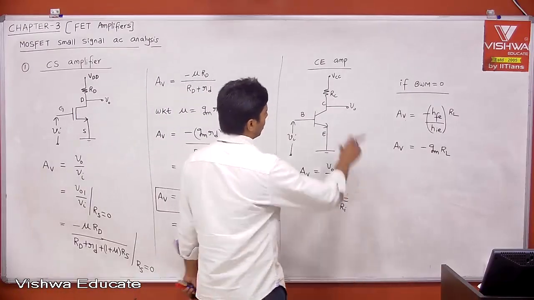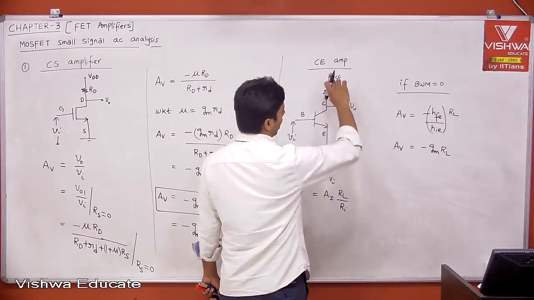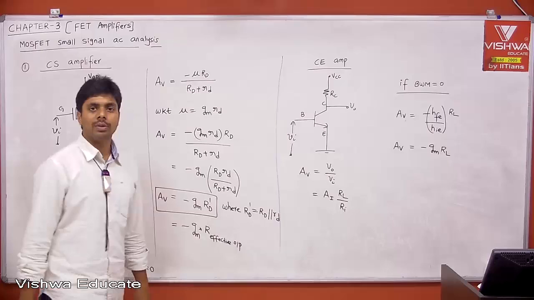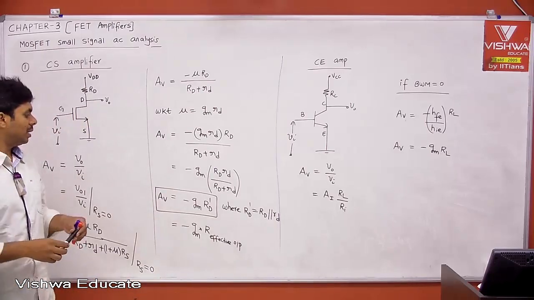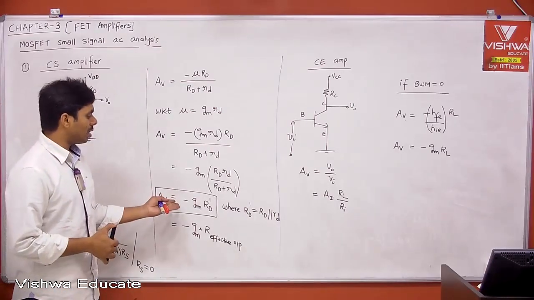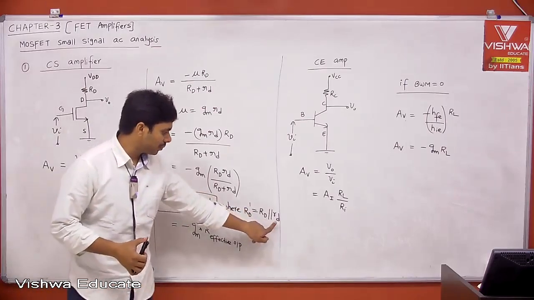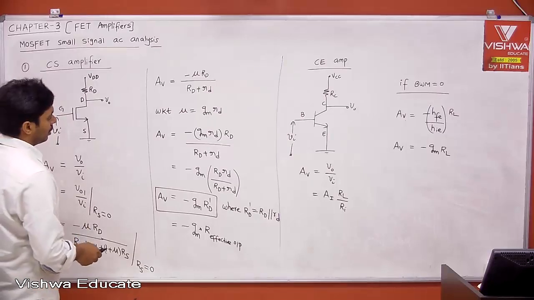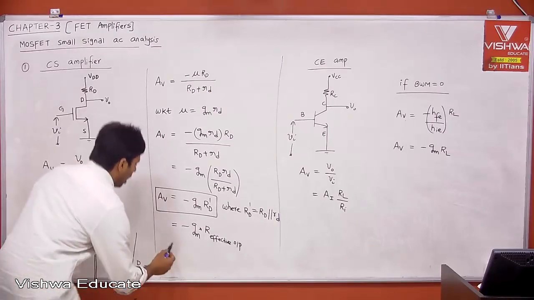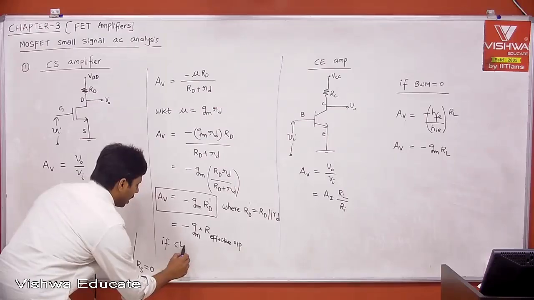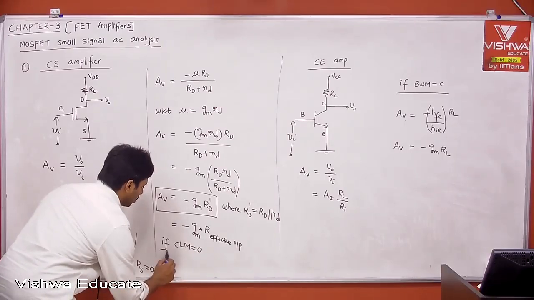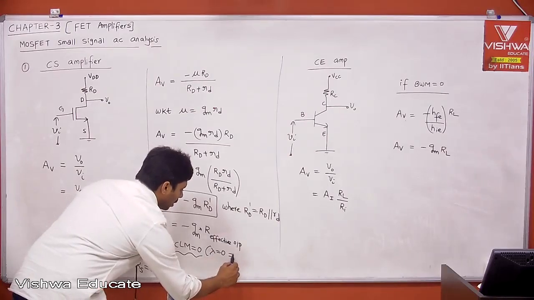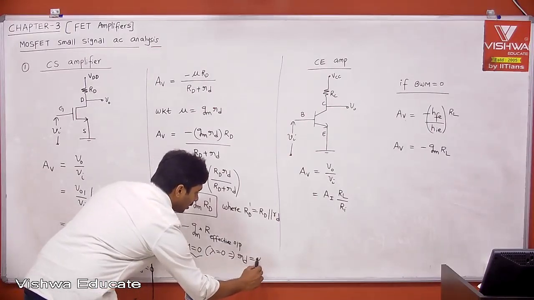Here, what is the load? RC, maybe RC in parallel with the external load if you connect one. So it is GM into the effective resistance present at the output. Similarly, if you neglect channel length modulation, then what will small rd be? I don't have space here. If channel length modulation is 0, that is nothing but lambda equal to 0. What does it mean? Small rd is infinity.